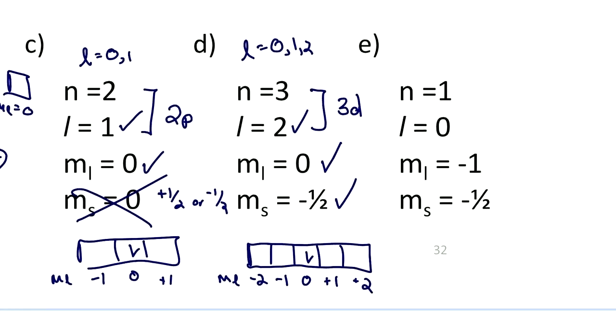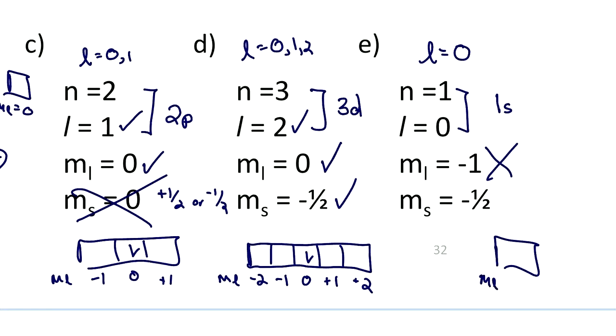E, n equals 1. So that means our possible L values are only 0. So it looks like this combination of n and L is okay. What subshell is being described here? 1s, yes, 1s, because we want to say what energy level it is. All right, can we have an ML of -1? No, we can't, because 1s is just one box, and the only possible ML is 0. That's it. So that means ML does not work here.